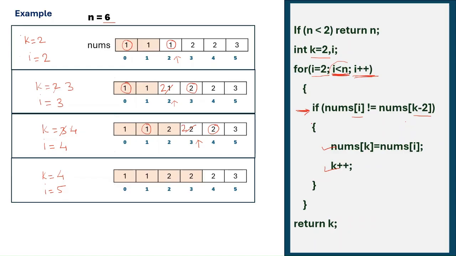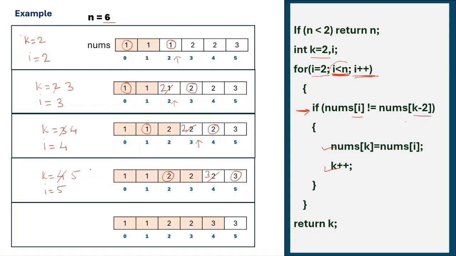Condition true. Again, we will check number at I position and number at k minus 2. So I is 5. So we will check number at fifth position and k minus 2. K is 4. 4 minus 2. It means number at index 2. Again, numbers are not same. Numbers are different. It means it is a valid number, and we will keep it. So we will store this number at kth position. K is 4. So this 3 will be stored at fourth position, and then we increase k by 1.